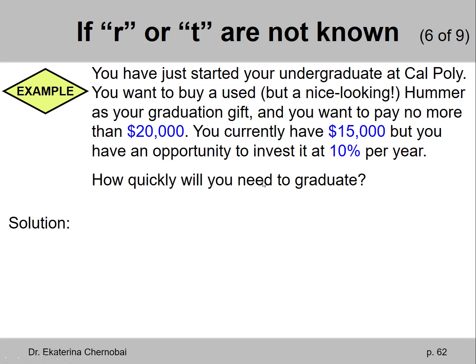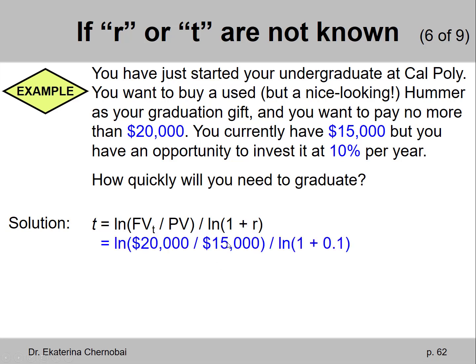The question implies you need to calculate the amount of time. So we are going to be solving for n, the number of time periods. If you use the formula to find the number of time periods, you would need to first calculate the natural logarithm of the fraction future value divided by present value. Then you would need to calculate the natural logarithm of the sum 1 plus r, and then take the first number and divide by the second number.